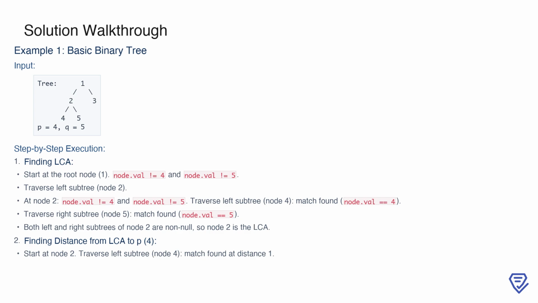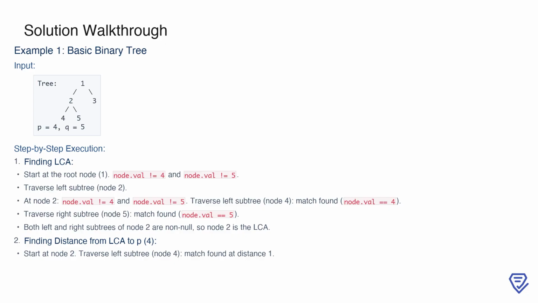So, we traverse the left subtree, reaching node 2. At node 2, we again find no match, so we continue exploring both its left and right subtrees. The left subtree leads us to node 4, which matches one of the target nodes. Similarly, the right subtree leads us to node 5, which is the other target node. Since both subtrees of node 2 contain one of the target nodes, node 2 is identified as the LCA.